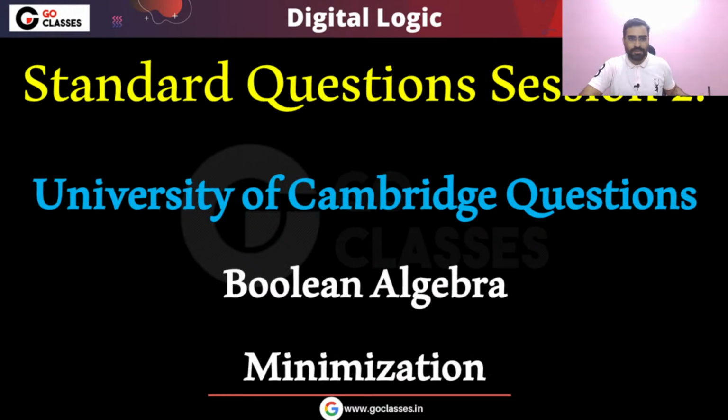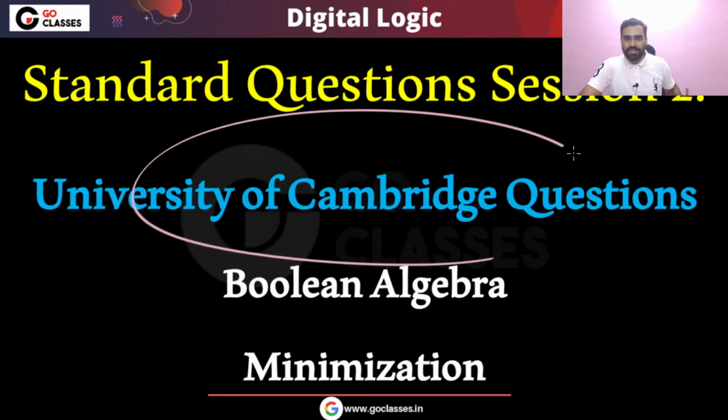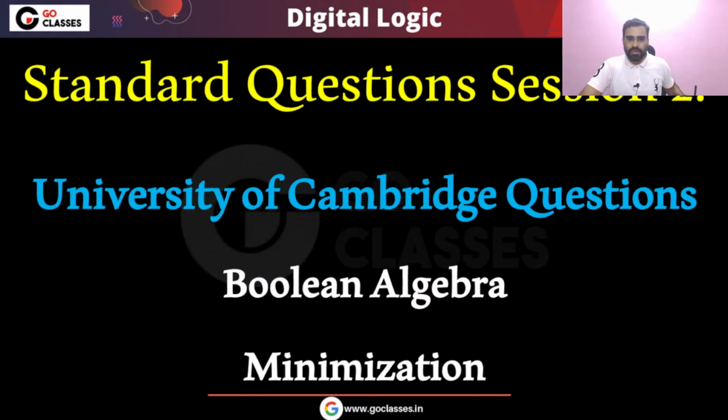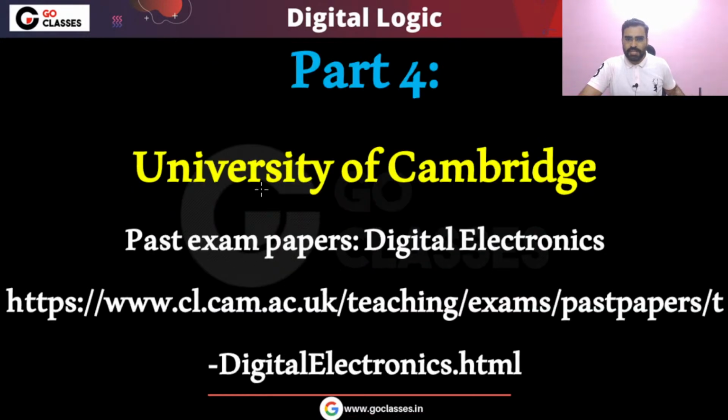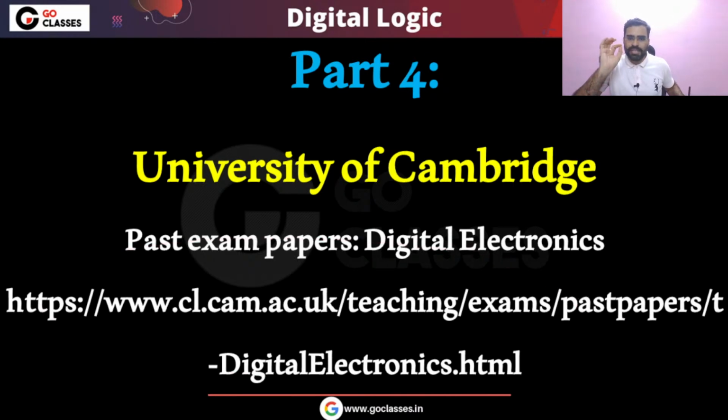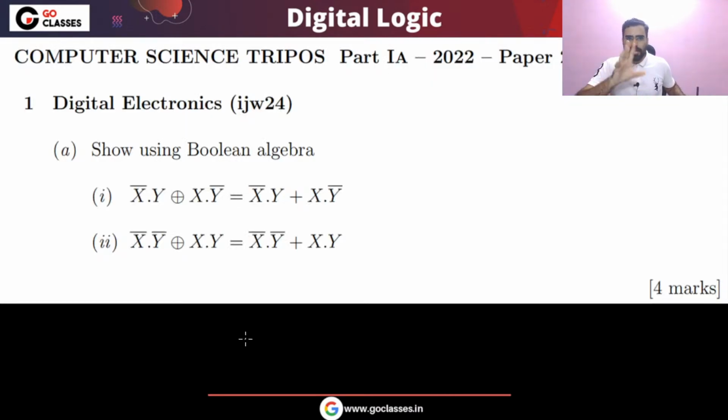So these are the Cambridge University questions on Boolean algebra minimization. As I told you, all of these are standard questions. If you follow this playlist, you don't have to worry about solving these questions, because I will take all the GATE relevant standard questions. Now this is the first question. Let's start with this question.